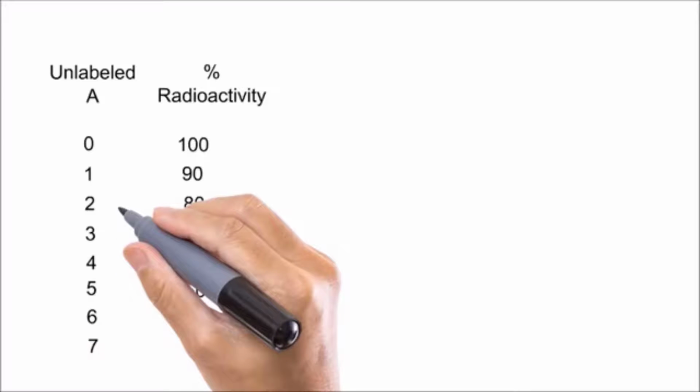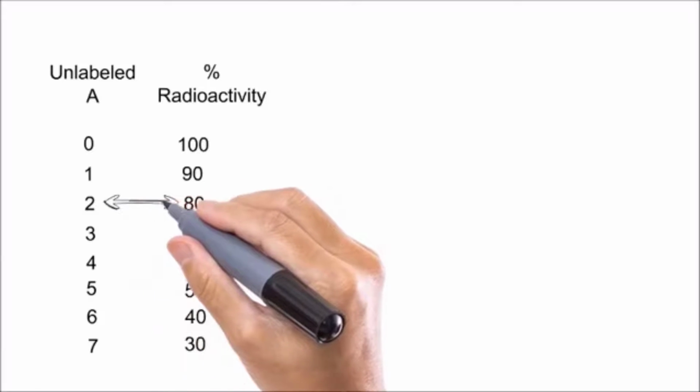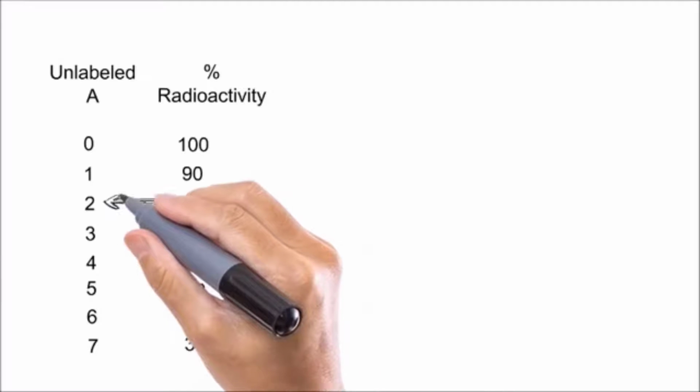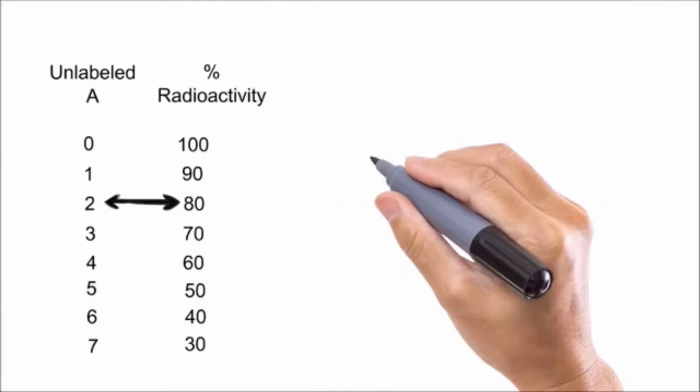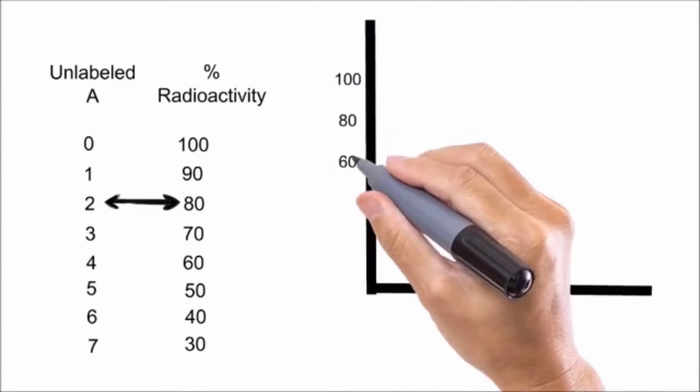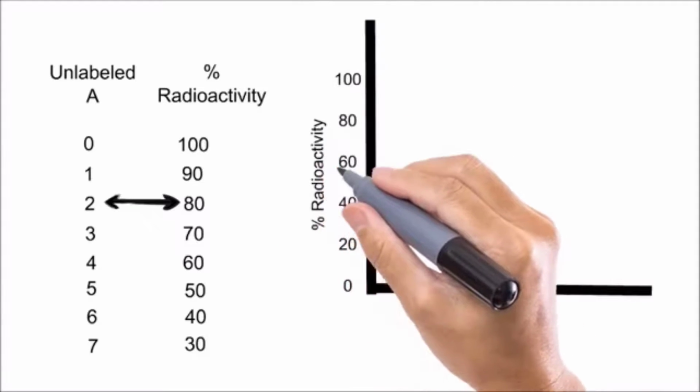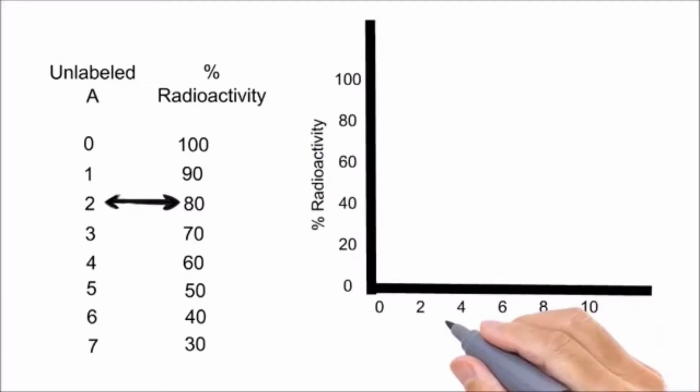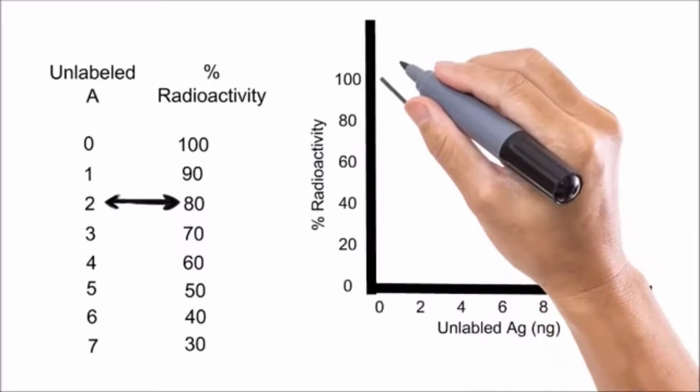Now tell me what you see. Is there any relationship between unlabeled antigens added to the well and radioactivity? Yes, there is. And we can draw a linear graph using this data, correct? So let us draw it like this.